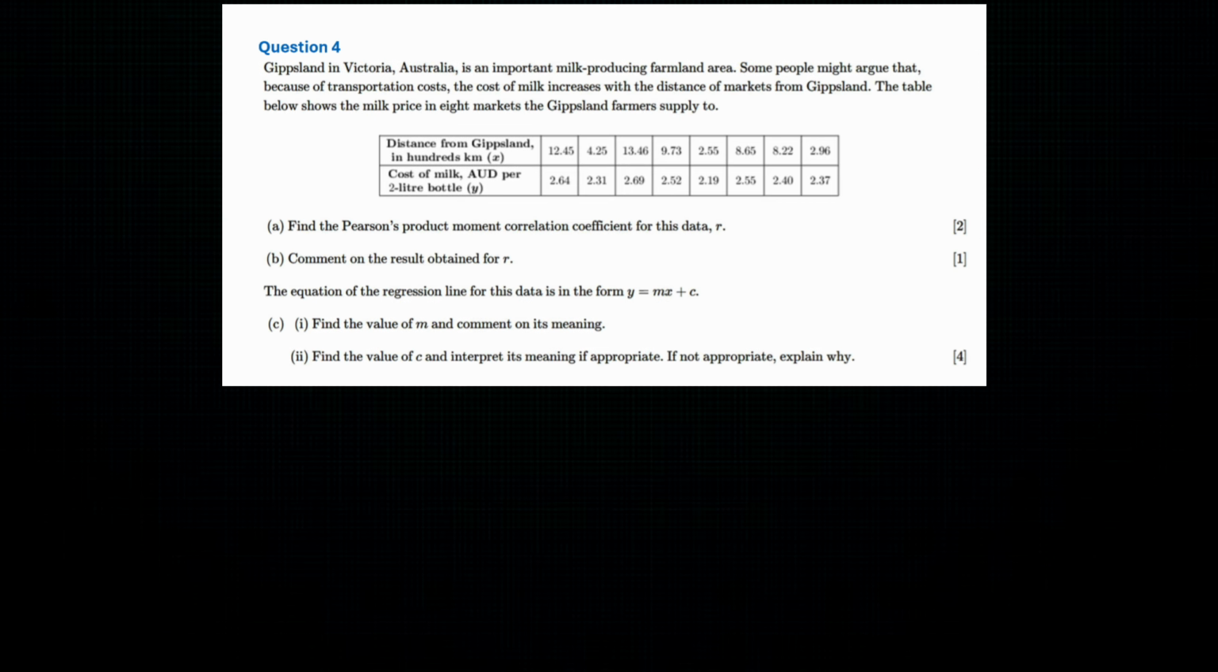Gippsland in Victoria, Australia is an important milk-producing farmland area. So now we're talking about the production of milk. Some people argue that because of transportation costs, the cost of milk increases with the distance of markets from Gippsland. The table below shows the price in 8 markets: the distance from Gippsland, which is the production site, and the cost of milk. So the distance, this is further away, 1,300 kilometers away, and the price is 2.64, 2.69. When you're the closest, so 2,500 kilometers away, remember this is the context, 2.19. So let's find out if there's a relationship.